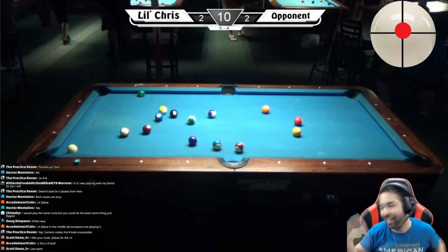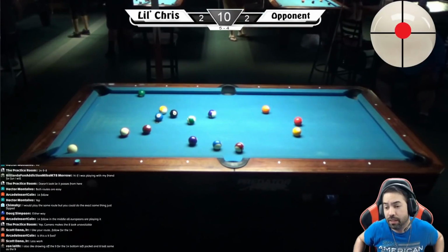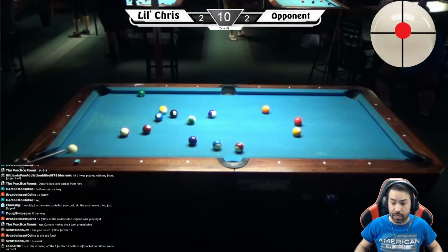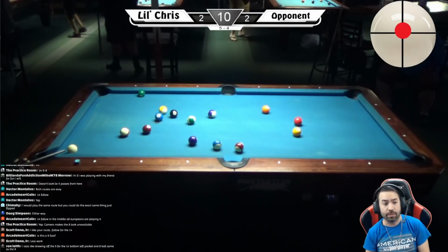Arcade insert coin. I love that username. This is APA League, and APA League is typically played on 7-foot tables, and these are 7-foot diamond tables.